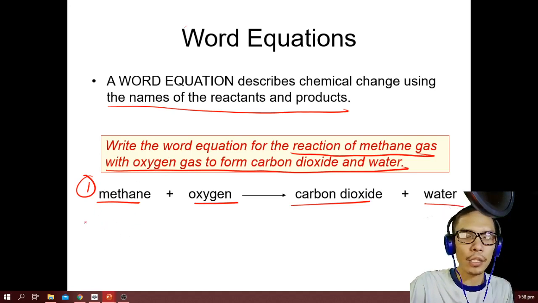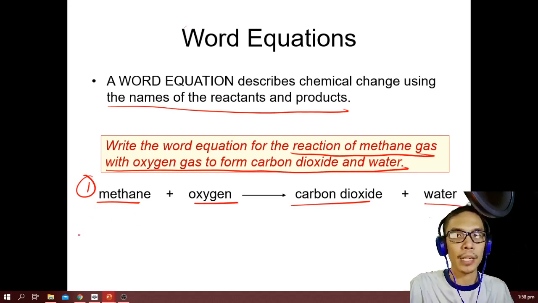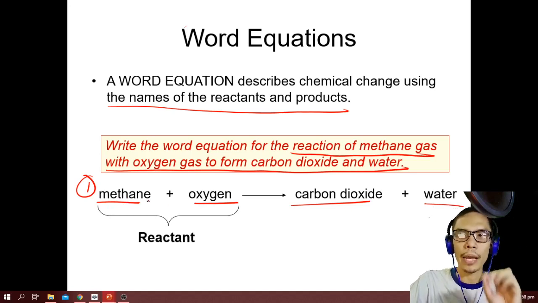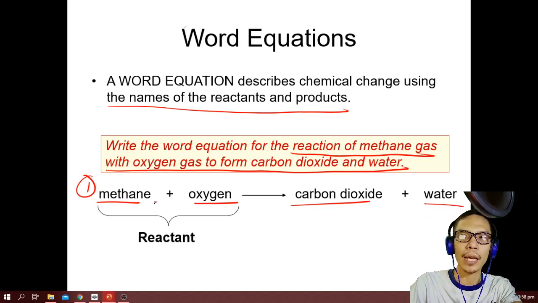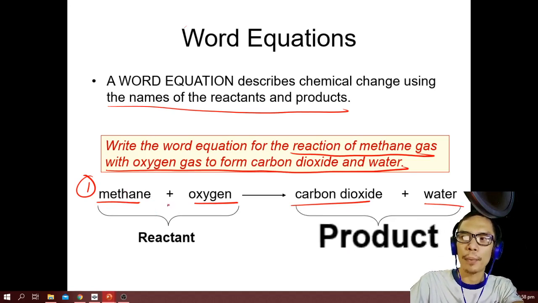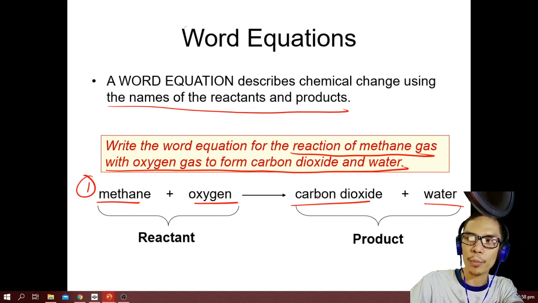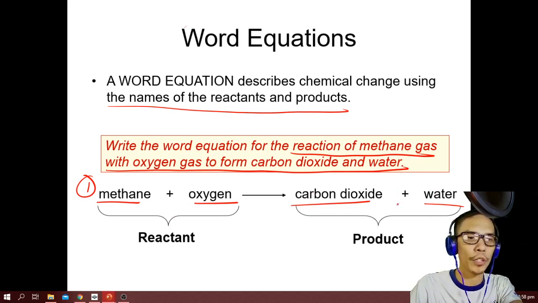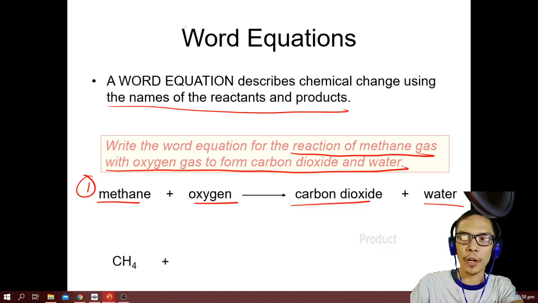Now you need the knowledge of forming or writing chemical formulas in order to do that. So let's transform this into a chemical formula and balance it. We have the reactants, and there's no problem with the reactants. And we have the products. Because there are two of them, we have carbon dioxide and water respectively.